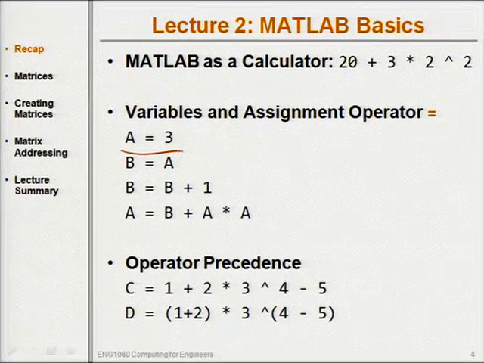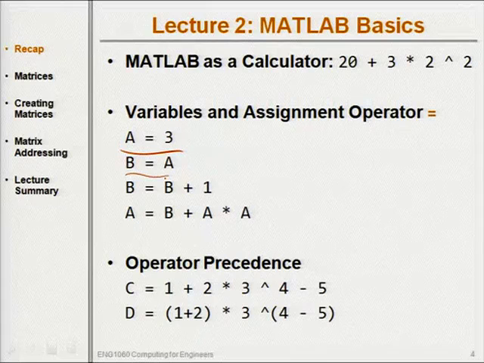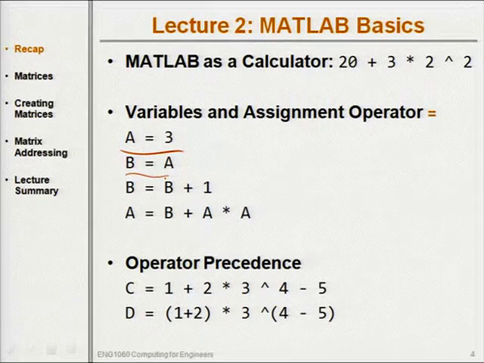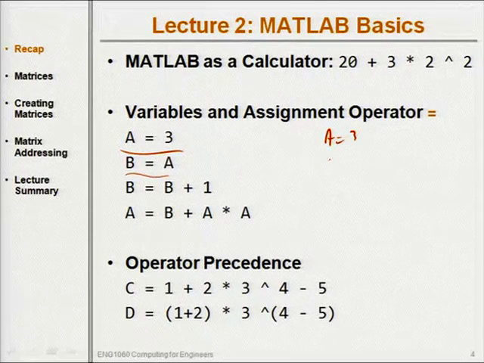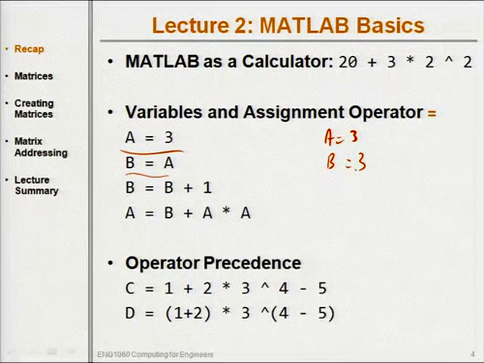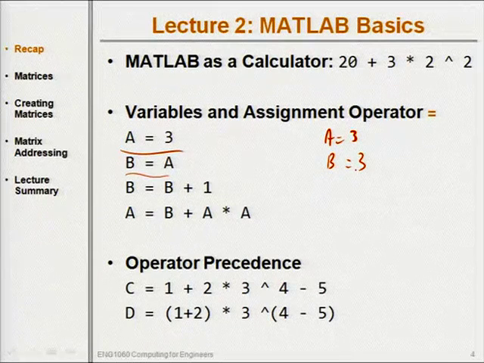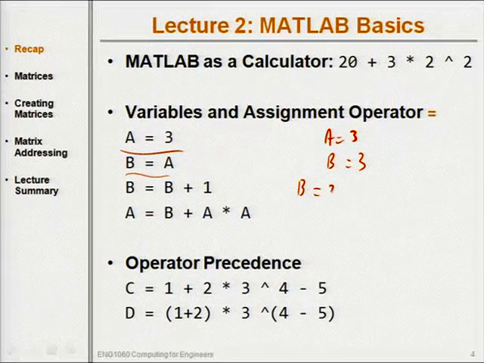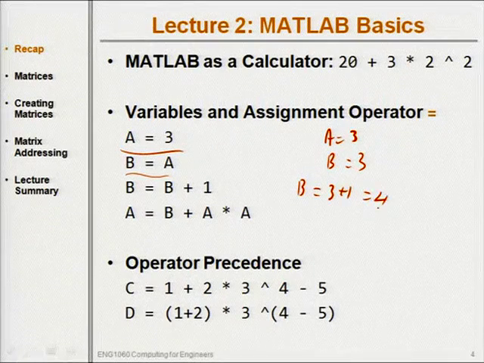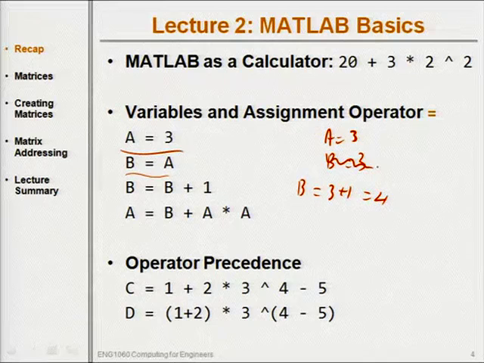Now, you can use that variable to do any operation that you want. So for instance, you can also say b equals a. So now MATLAB has two variables. It has a equals 3, and it also has b equals a, which means b at the moment equals 3. Then you have b equals b plus 1. So the new variable b equals the old variable b, which is 3, plus 1, and now this becomes 4. So now MATLAB forgets about the old one and replaces it with b equals 4.